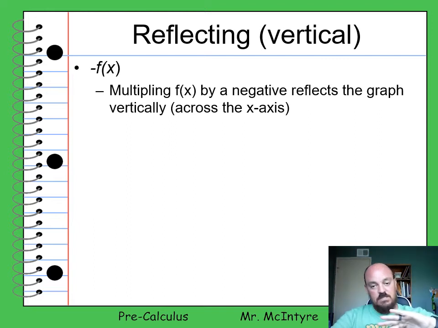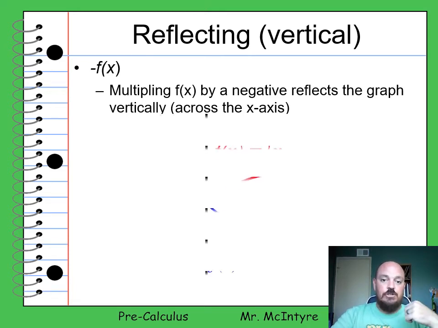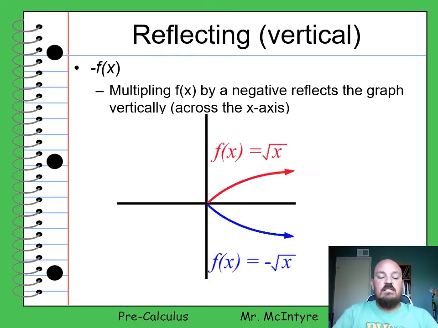Anything from the top flips to the bottom, anything from the bottom flips to the top. And remember, when I say the word reflection, it's like a mirror image. So here's an example using square root of x. In red is regular square root of x, straight from our library. And in blue is negative square root of x. Because I took that function and multiplied it by -1, essentially putting a negative sign in front of it, it flipped it from the top to the bottom.